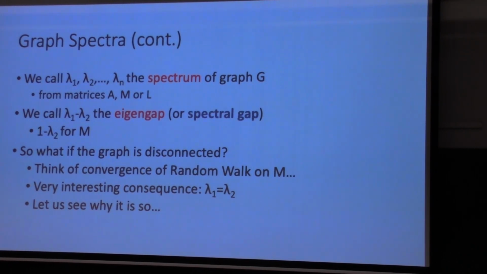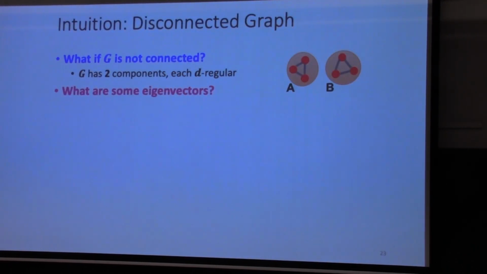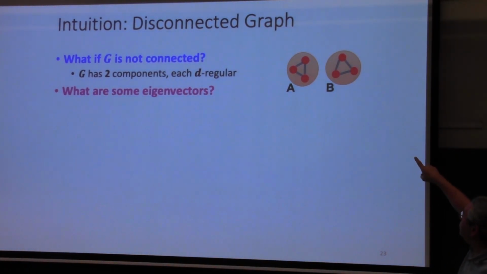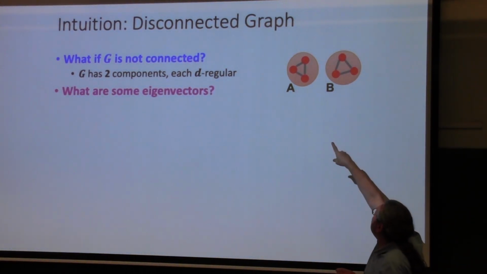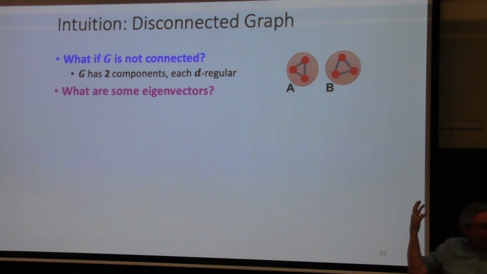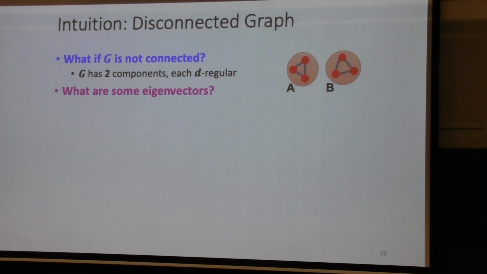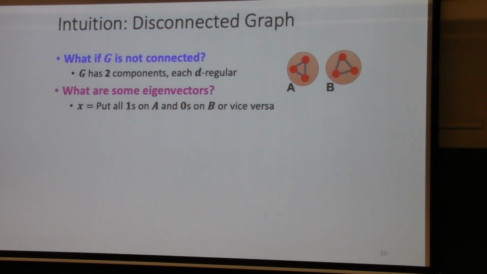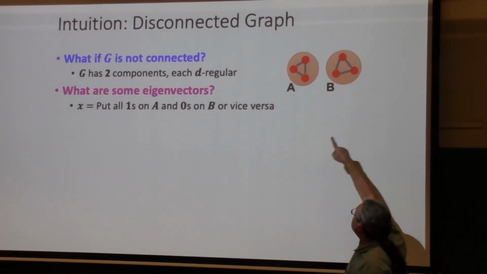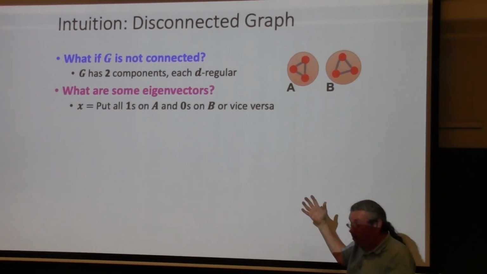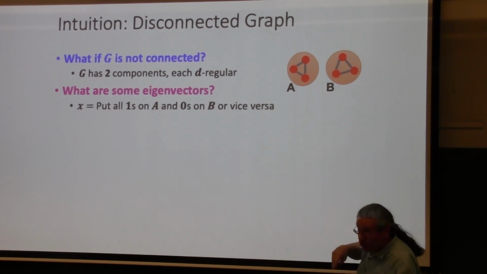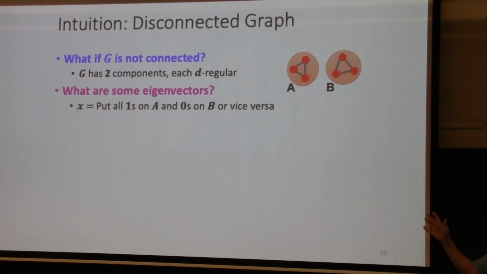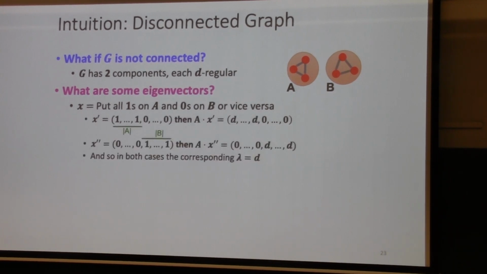Now I'm going to give you some intuition. Let's say we have a graph that's not connected, with two components, A and B. Each one is d-regular, just for simplicity, so each one has the same number of links. We could have two little triangles. What are some eigenvalues for this? Well, for example, if you put 1s on the A and 0s on the B, you get a vector 1, 1, 1, 0, 0, 0. Or you can put 1s on the B and 0s on the A.